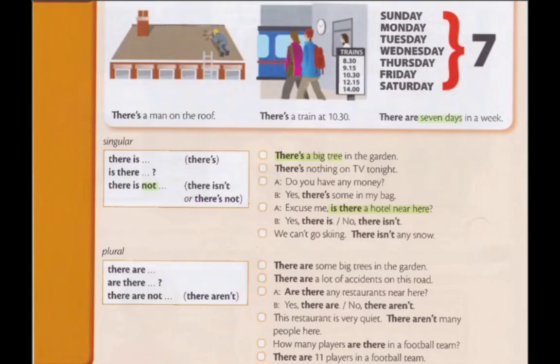Guys, look at it here. Let me use underline. Here, big tree is a singular. But here, some big trees is plural. So we use are for that. But here, because it's singular, we use is. There are a lot of accidents. See? Accidents, it's a plural. On this road. Are there any restaurants? See, it's plural. Near here? Yes, there are. No, there aren't.